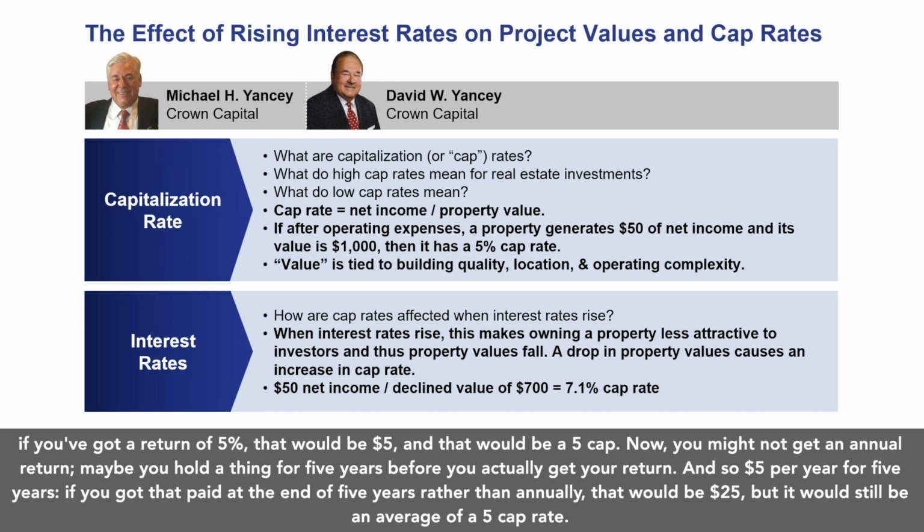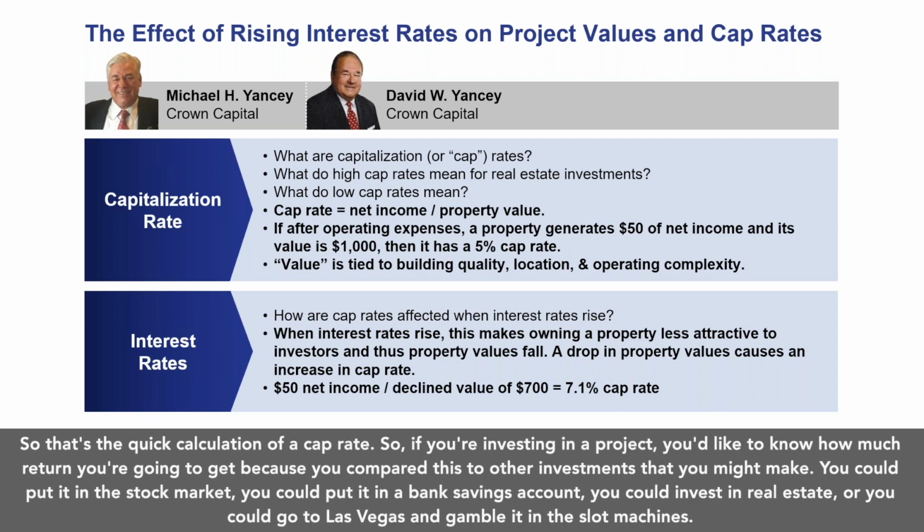Now, you might not get an annual return. Maybe you hold the thing for 5 years before you actually get your return. And so $5 per year for 5 years, if you got that paid at the end of 5 years rather than annually, that would be $25. So it would still be an average of a 5 cap rate. So that's the quick calculation of a cap rate.